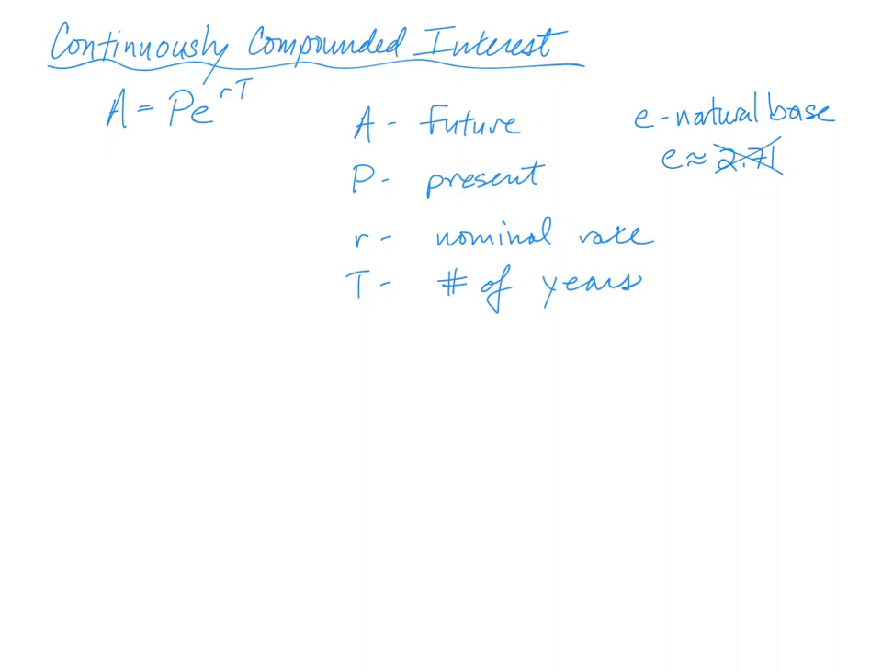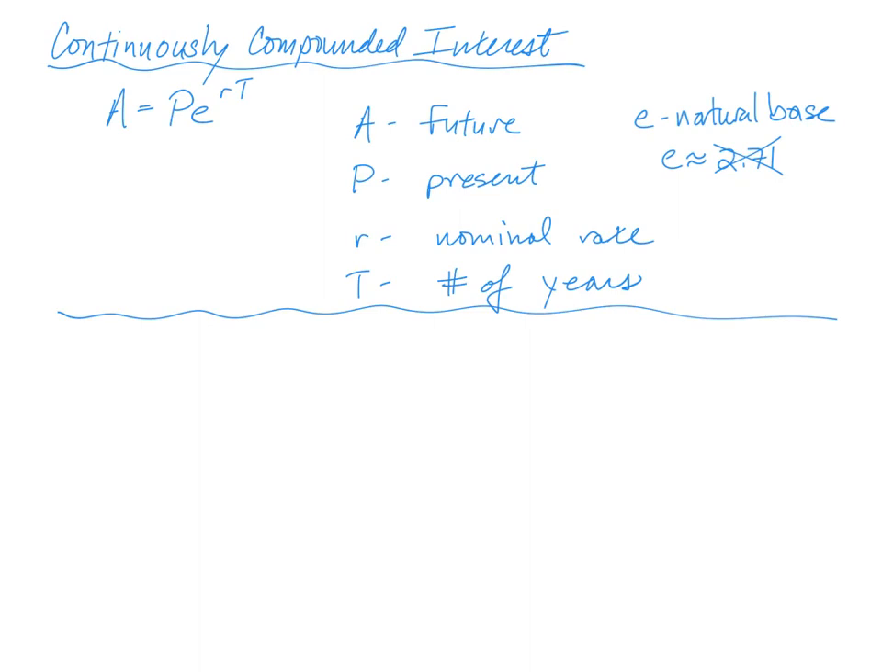You will use E. Your calculator, even hopefully most likely the one on your phone, has an E button, and you'll see it'll be 2.71. So when we use the continuously compounded formula, you will have to use E. It will be exact in your calculator. It will be exact in your calculations.